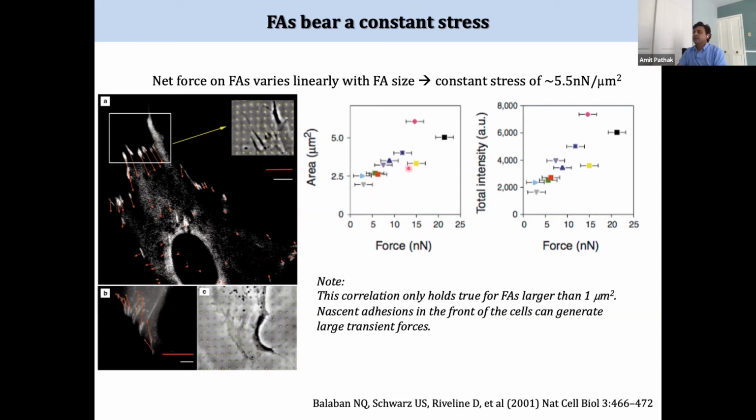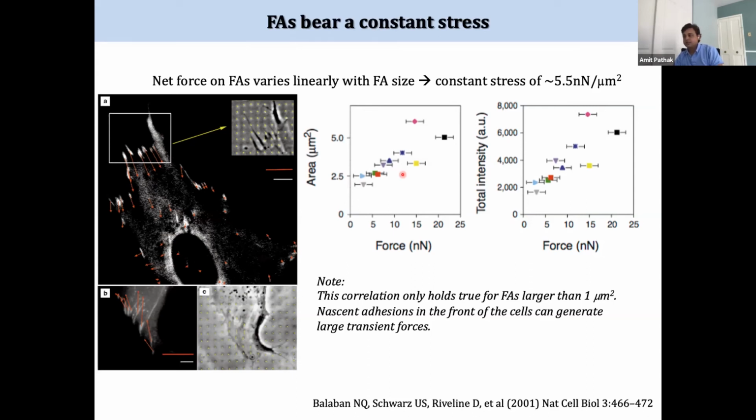And they've found that if you divide the force by the area, you get the stress, and that constant stress is about 5.5 nanonewton per micron square. So it's a very cool result. One caveat here is that this is only valid for focal adhesions, not really focal complexes. So more so for catch bonds, not so much for slip bonds.